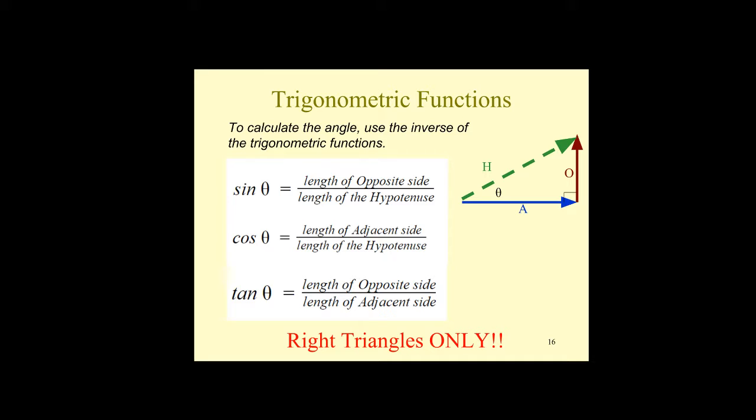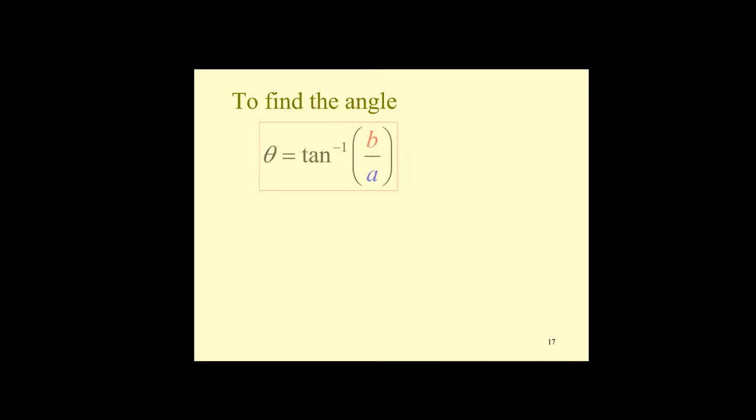So we're going to use one of those to calculate our angles. We're going to use the inverse of them. So to find the angle, if we had a drawing such as this, this angle represents the inside of that triangle. So we use the inverse of the tangent to find theta, and it's equal to the ratio of the length of B to the length of A, and we use the inverse tangent function.